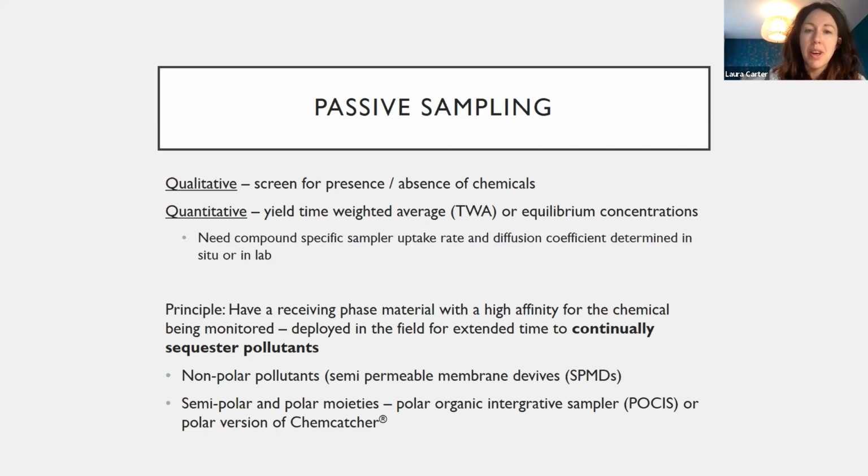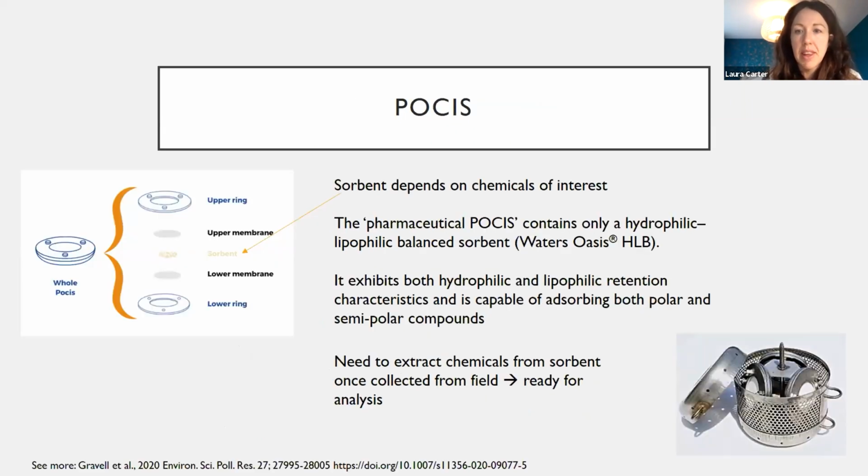A polar organic chemical integrative sampler, or POCIS, has been really well used for studying the presence of pharmaceuticals in the environment. This is a relatively low cost device. It's non-mechanical and it's quite simple in design. This slide just shows the concept of POCIS in a bit more detail.